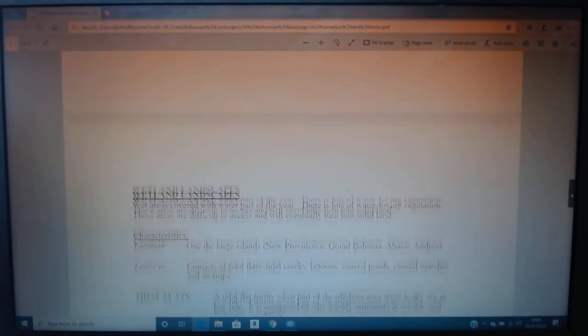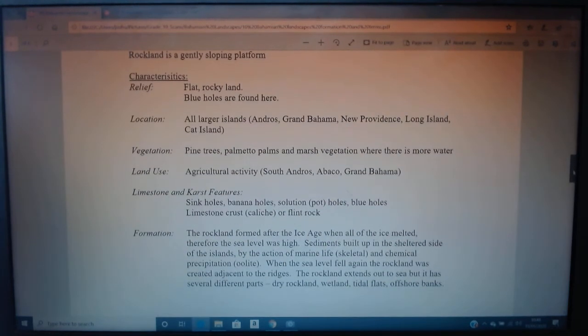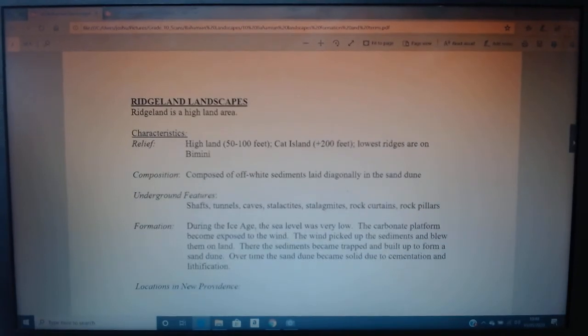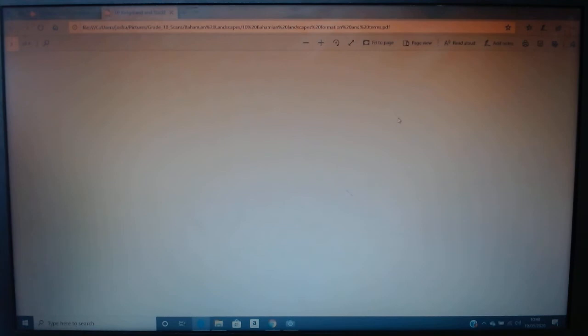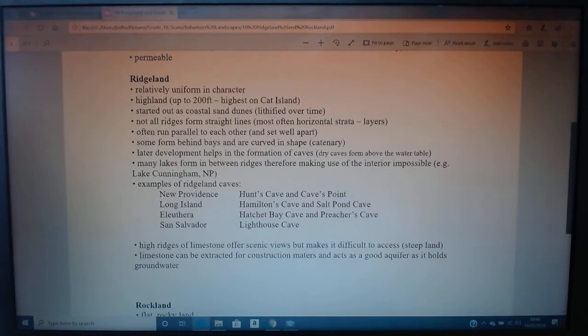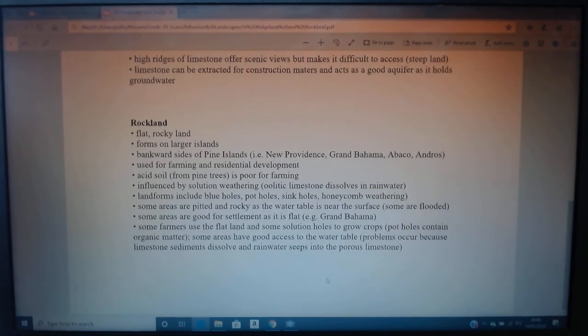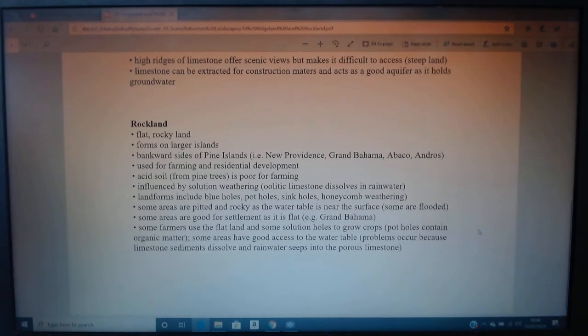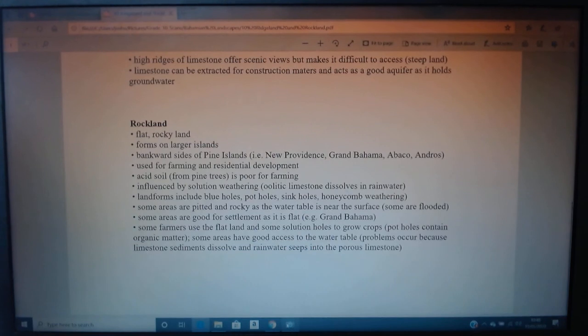We'll do wetlands the next day. So that's rocklands, rockland information, ridgeland information, and the same here. We've got ridgeland and rockland. If you want to look over those and make a little bit of notes as well, I'll be setting your quiz on Friday. And we'll go from there. All right, good work.